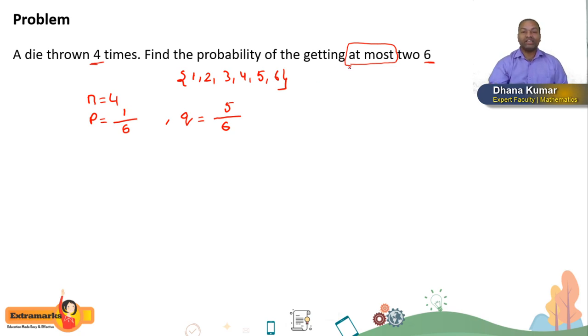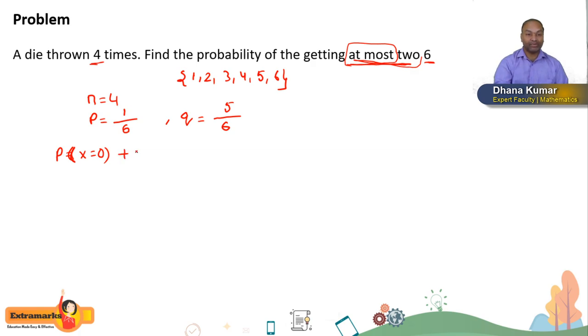Here the question is at most 2 sixes. At most 2 means maximum 2. Maximum 2 means here we calculate P of X is equal to 0, that is, 0 times 6.